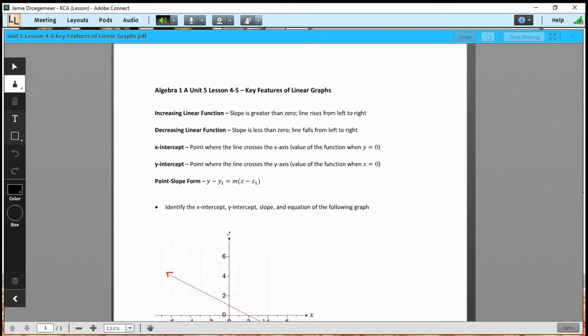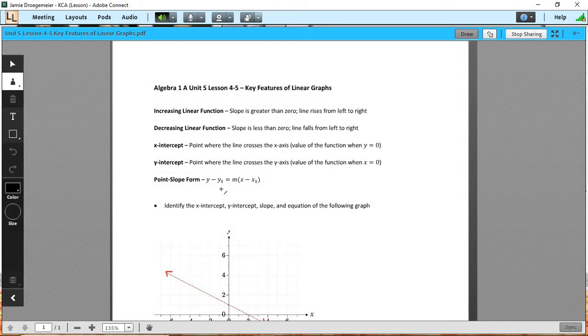The form that we're going to look at today is called point-slope form. And it looks like this: y minus y1 equals m times x minus x1. And you can use point-slope form anytime that you know one point on the line and the slope of the line.